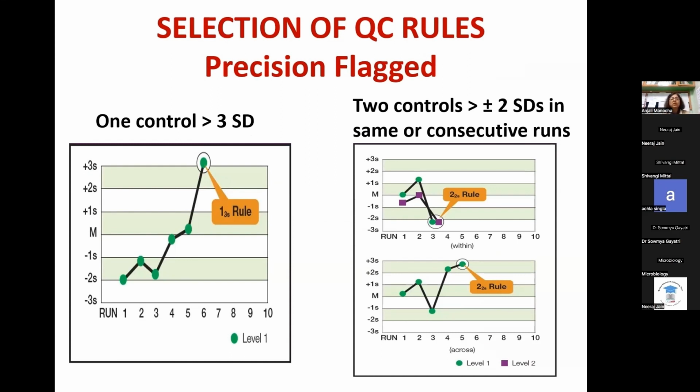Like number one rule is a 1-3S rule. The 1-3S rule says that there is one value of the control which is beyond 3SD and which needs to be rejected. So this will flag your precision because your mean is here and your value is far away from the mean. So if you go and check the LJ chart immediately, once the control is out, you see that the patient results are not correlating.